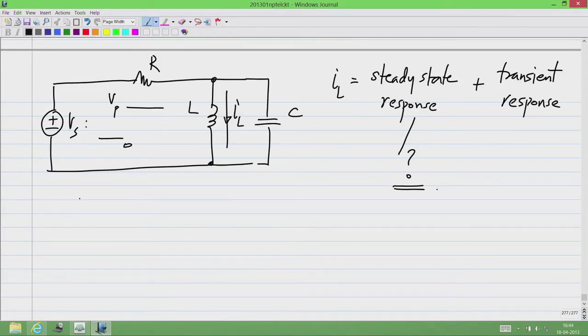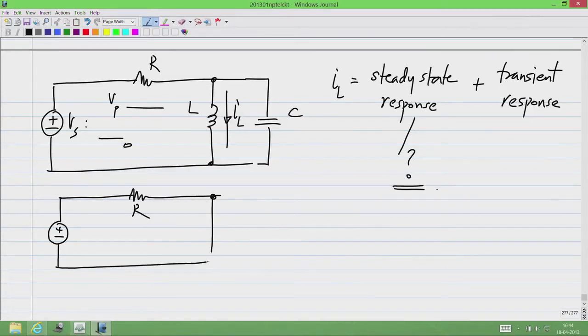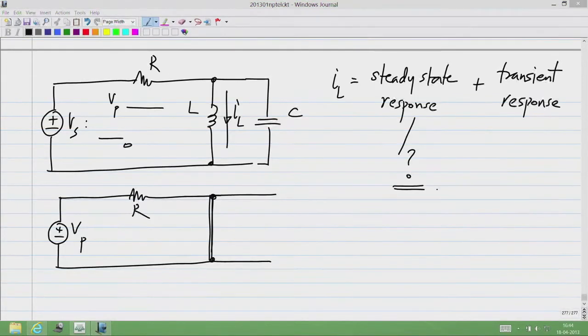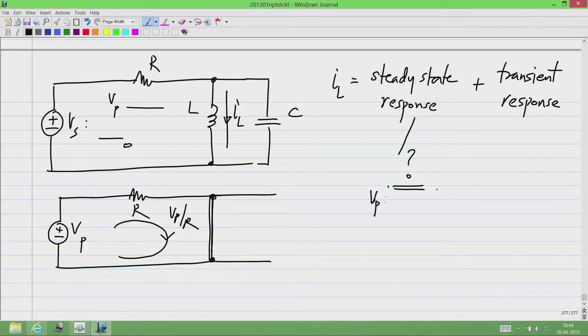So, I got two different answers. Let us see which is correct. I will short circuit the inductor and open circuit the capacitor. So, if I have Vp, which is the constant voltage Vs after t equal to 0, the current that flows this way would be Vp by R. So, the steady state value of IL is clearly Vp divided by R. Okay. So, this is how you can find the steady state response, quite easy. Open circuit the capacitors, short circuit the inductors and find the corresponding values.